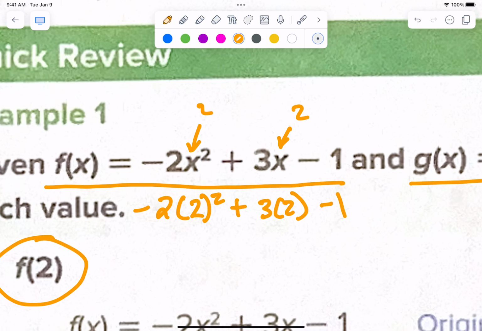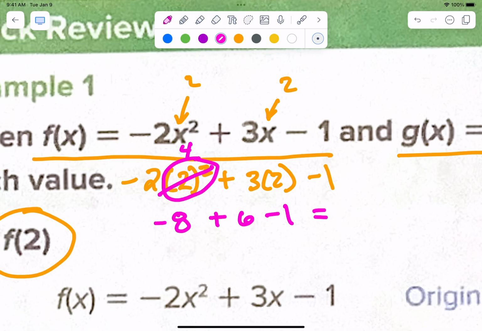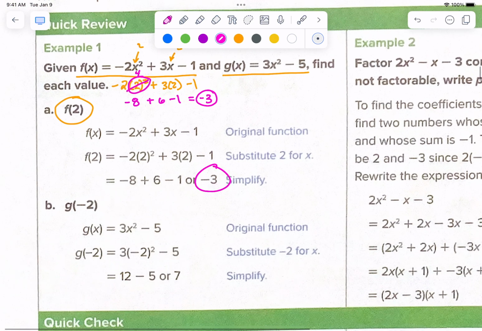Here we go. If you're going to solve this wrong, here's what you're going to do. I have a lot of people that like to do negative 2 times 2 and then square that. No. What do you do first? Square. You take the 2 and you square that first, okay? In the order of operations, PEMDAS, the exponents come before multiplies. So 2 squared is 4. Then negative 2 times 4 is negative 8 plus 6 minus 1. What's negative 8 plus 6 minus 1? Negative 3. Final answer? You can see that's what they got, negative 3, okay?